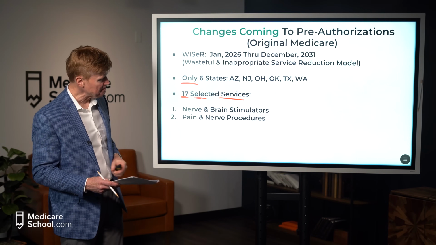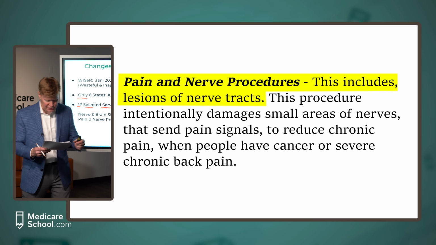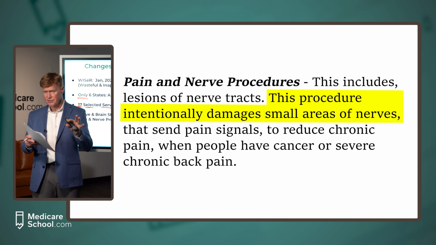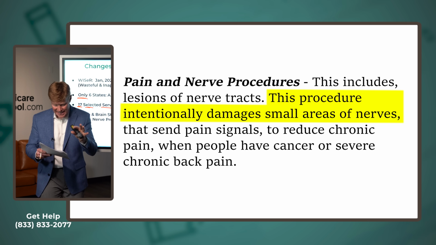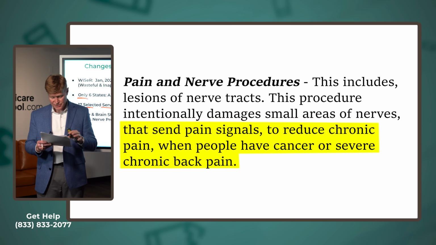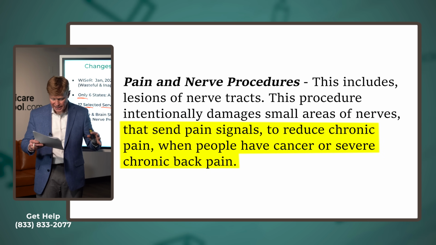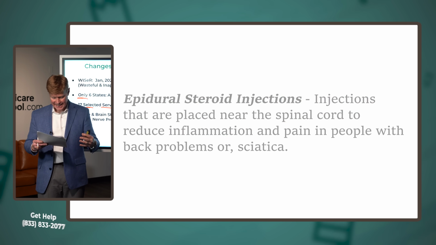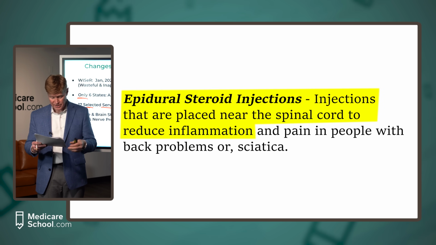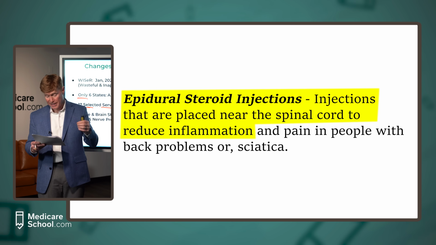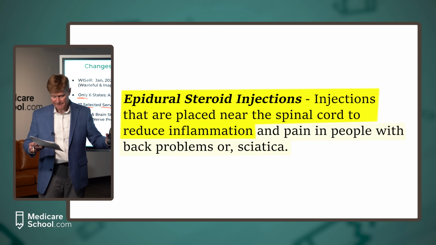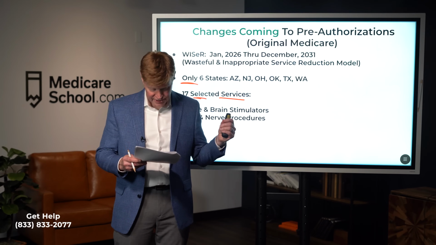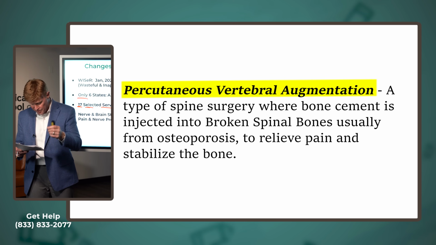The second one would be pain and nerve procedures. This includes lesions of nerve tracts. This procedure, interestingly enough, intentionally damages small areas of nerves that send pain signals to reduce chronic pain when people have cancer or severe chronic back pain. There's another one called epidural steroid injections. These are injections that are placed near the spinal cord to reduce inflammation and pain in people with back problems or sciatica. Also in this list, percutaneous vertebral augmentation.